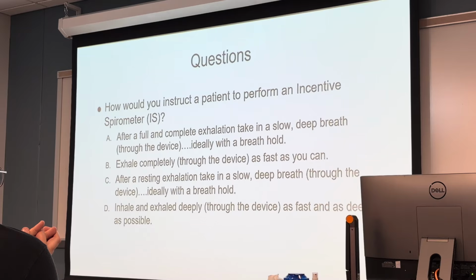First one, after a full and complete exhalation, take in a slow, deep breath through the device, ideally with a breath hold. Number 2, or B, exhale completely through the device as fast as you can. C, after a resting exhalation, take in a slow, deep breath through the device, ideally with a breath hold. Or D, inhale and exhale deeply through the device as fast and as deep as possible. What is the correct answer?